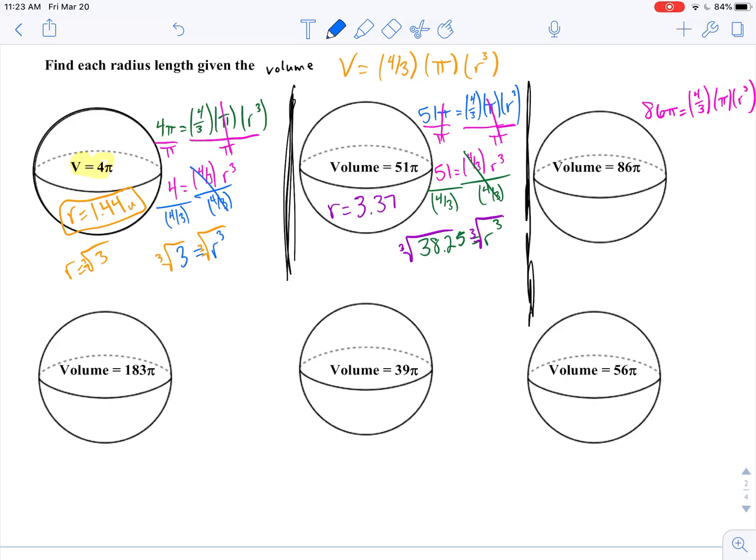And what am I trying to solve for here? I'm trying to solve for r cubed. So what needs to go away? What needs to get out of that side of the equation? Well, I've got to get rid of pi. So I can divide by pi. So 86 equals 4/3 r cubed.